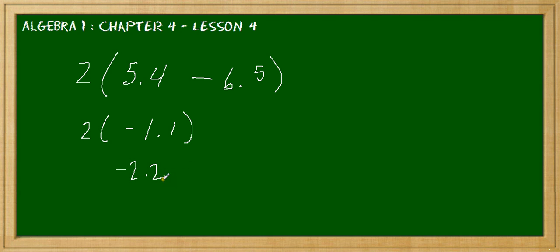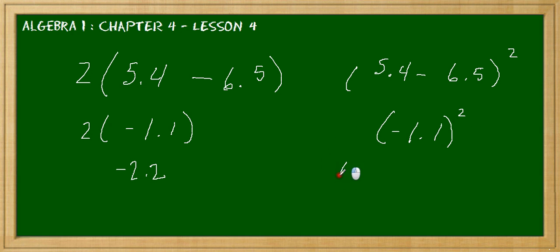Now, when you start doing your math on, like in D, you're going to again find yourself. Let's do D here. We have 5.4 minus 6.5, and we're squaring that. And 5.4 minus 6.5, that would be negative 1.1. And that's being squared. Well, what would that really be? Well, that would be negative 1.1 times negative 1.1, right? So we know that the answer is going to be positive.